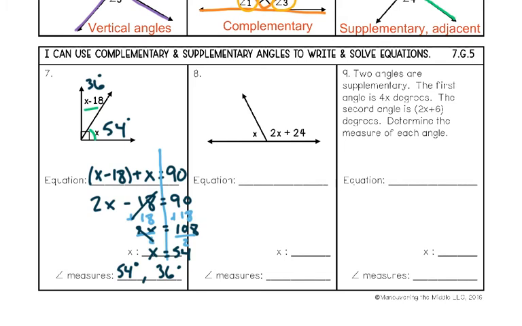I would always encourage you to check to make sure that you got the right answer by looking back at your original angles. 54 plus 36 needed to make a right angle. It's supposed to add up to be 90 degrees. 54 plus 36 does make 90. So I know that I did that correctly.